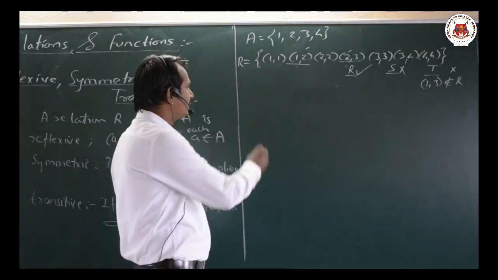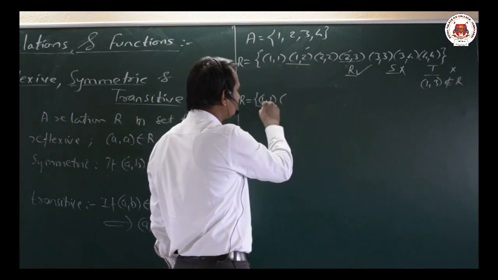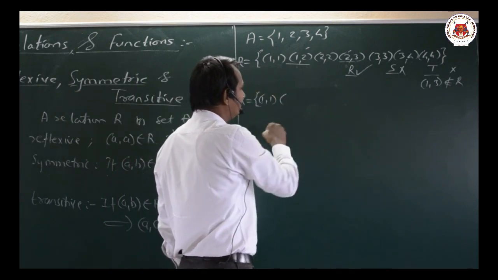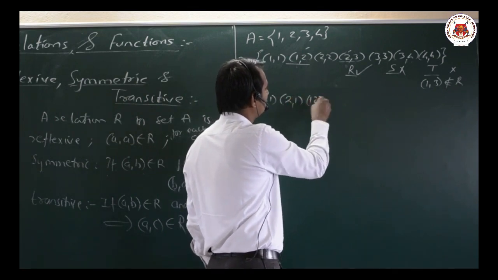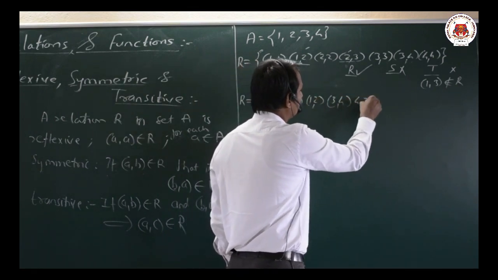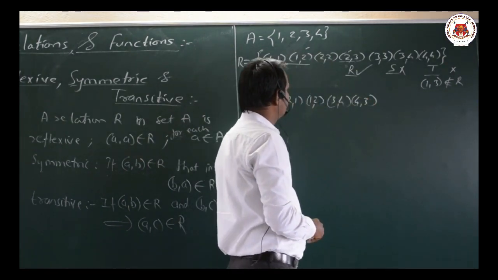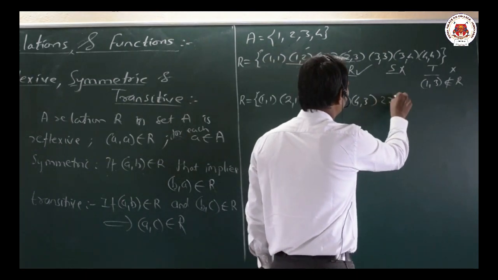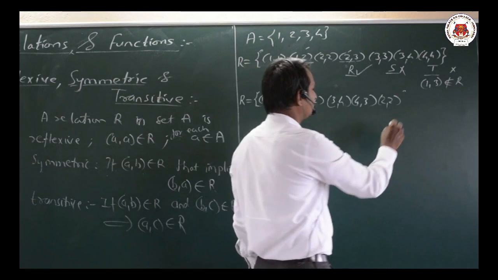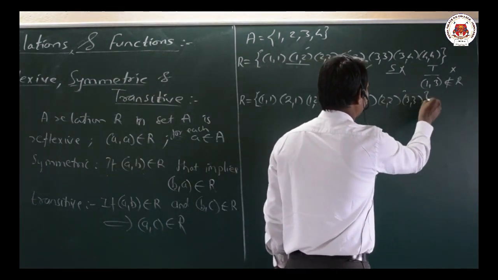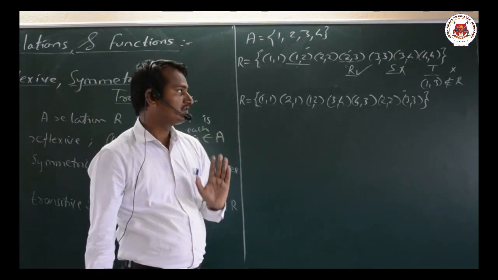Okay, now let us do the second problem. R is equal to {(1,1), (2,1), (1,2), (3,4), (4,3)}, and then we can take it as (2,2), and here (3,4), (4,3), we shall take it as (3,3). Now we shall check for reflexive, symmetric and transitive, all the three.